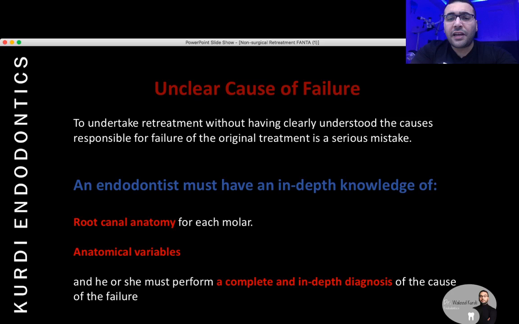Unclear cause of failure: you will not be able to retreat a case if you don't know the clear cause of failure. So you should determine what the cause of failure is in order to deal with it well.